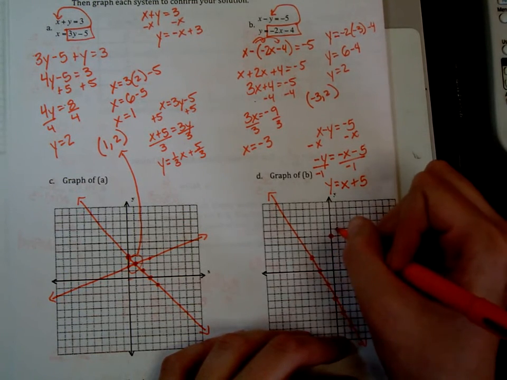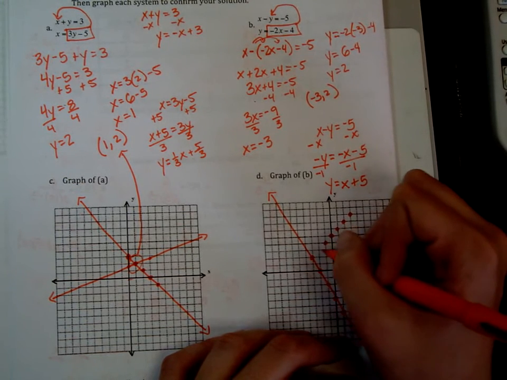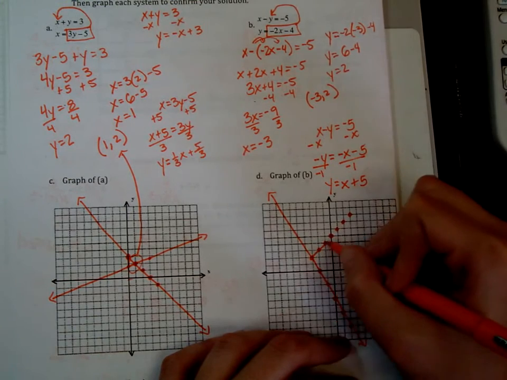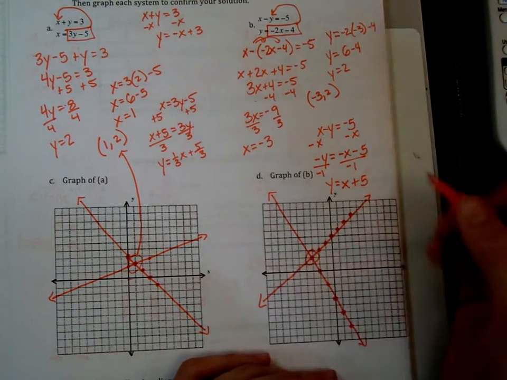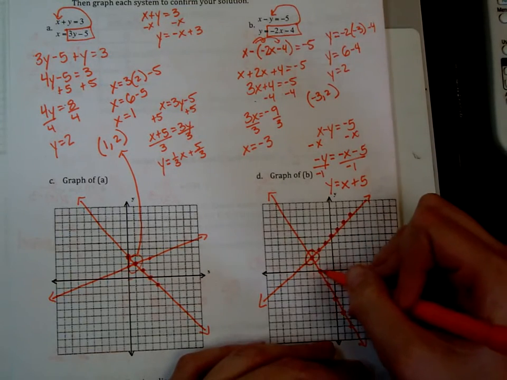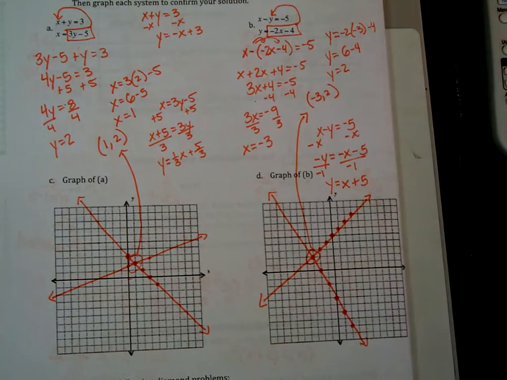We go up 1 over 1 because our slope is 1. Same thing, down 1 over 1. And I notice that the lines cross at this point, which is in fact negative 3, 2. So it confirms.